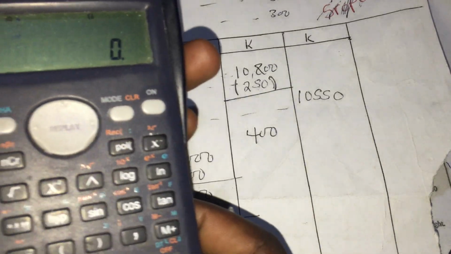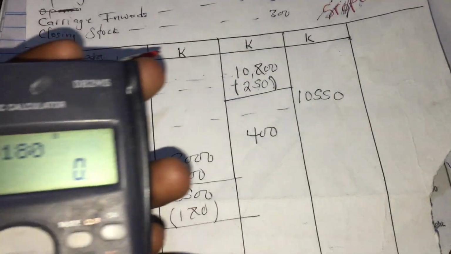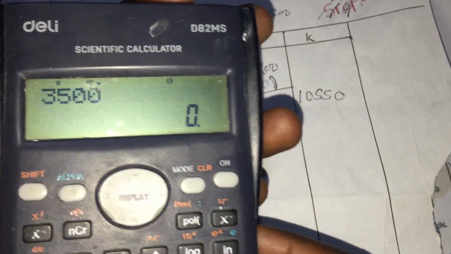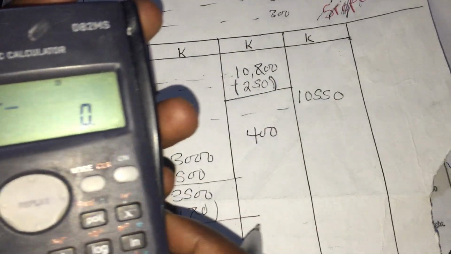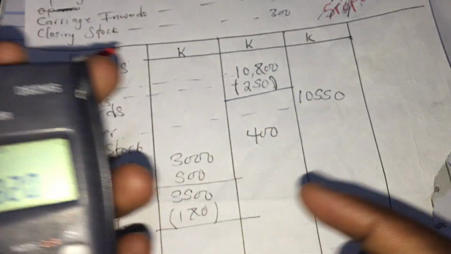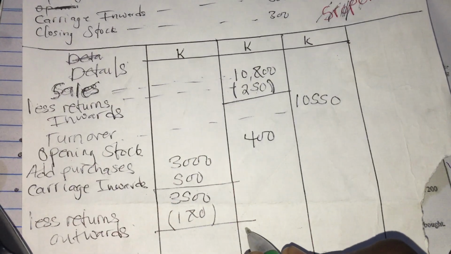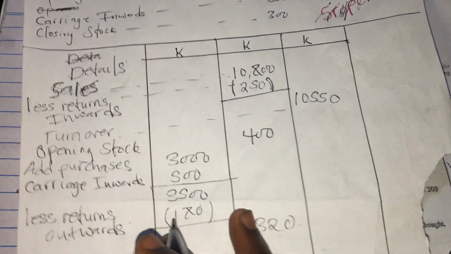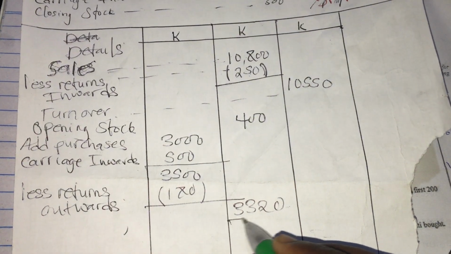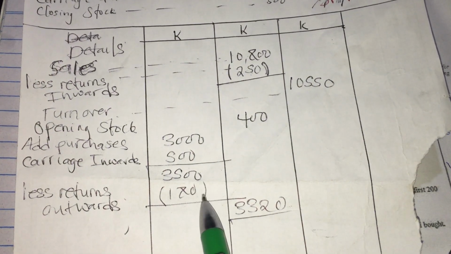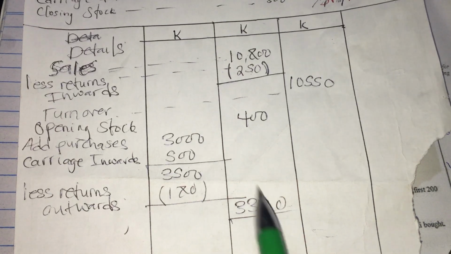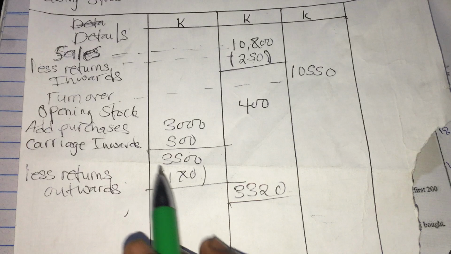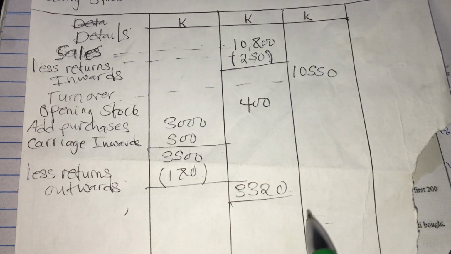So we are going to punch 3500, then place minus 180, subtracting the returns, like this. So this is the amount we are going to have. It's 3320. You have seen. So upon subtracting here, the amount you must place here. So we place the amount here.